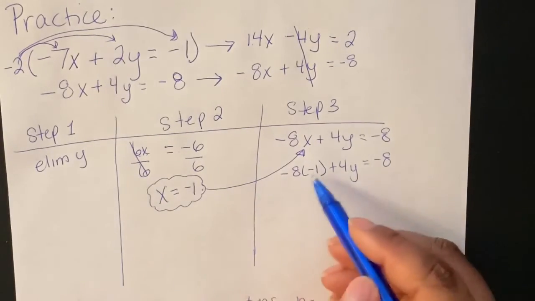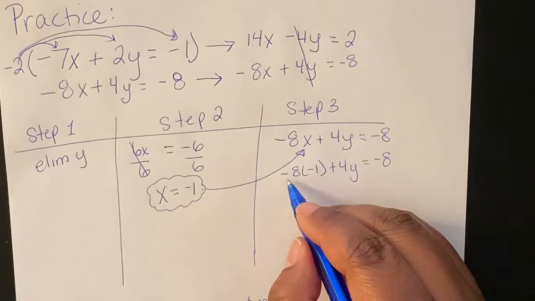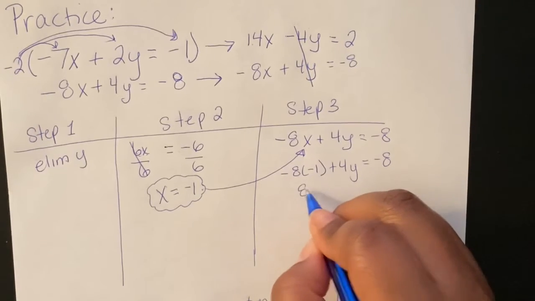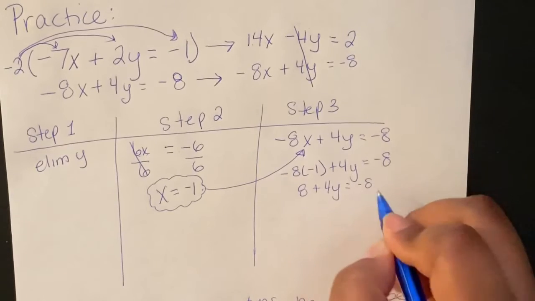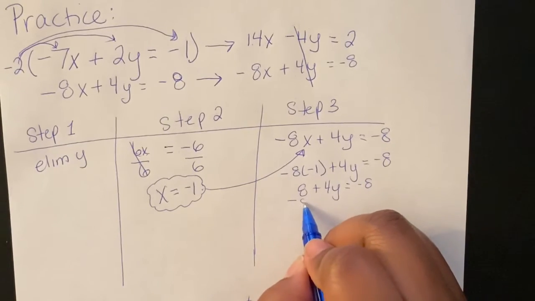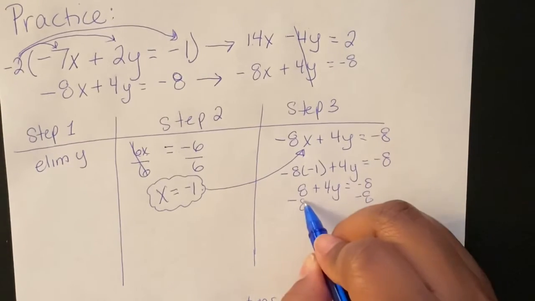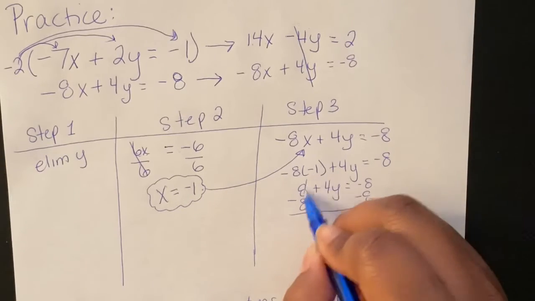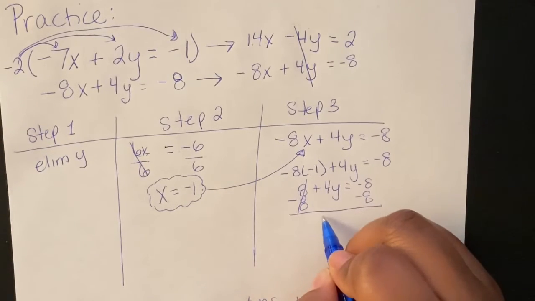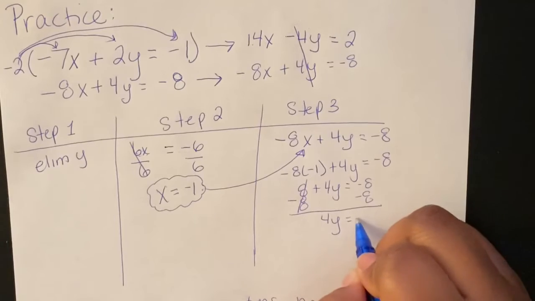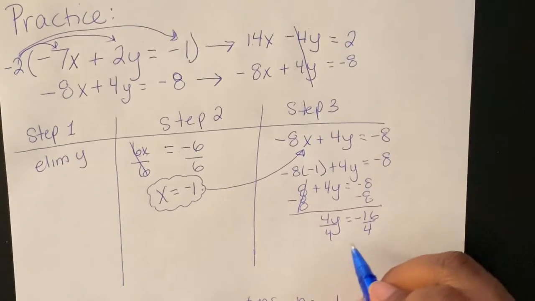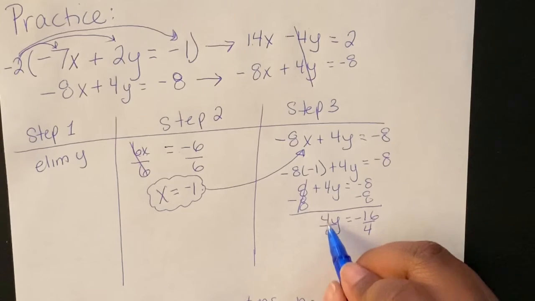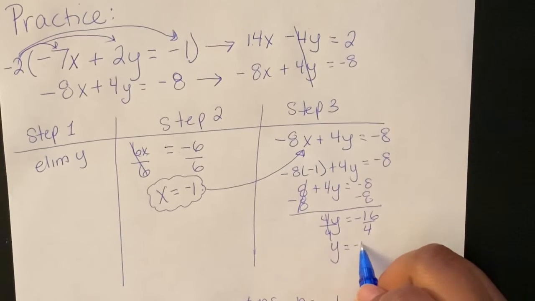All I did was plug it in. Negative 8 times negative 1 is just positive 8, plus 4y equals negative 8. Subtract by 8 on both sides. Remember, now we're just trying to get y by itself. These two cancel out. 4y equals negative 16. Divide by 4 on both sides. You get y equals negative 4.